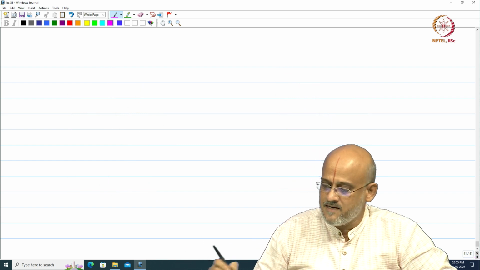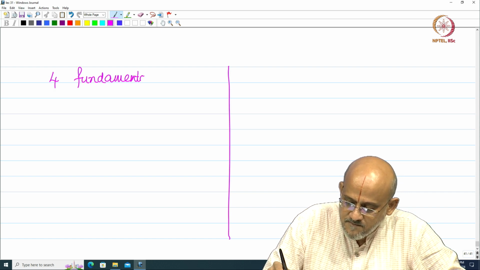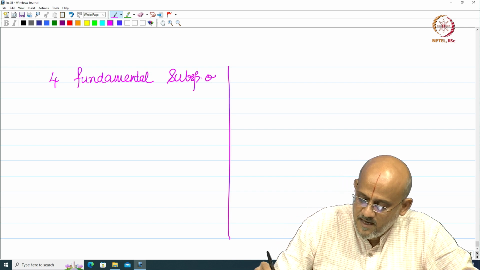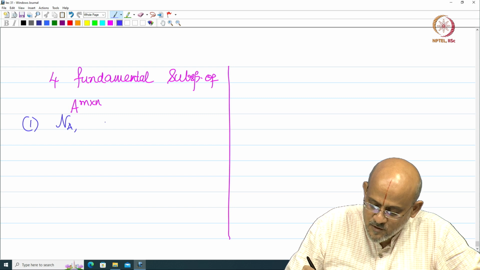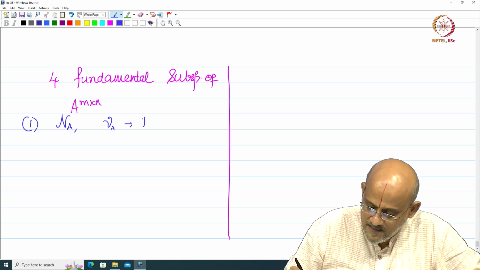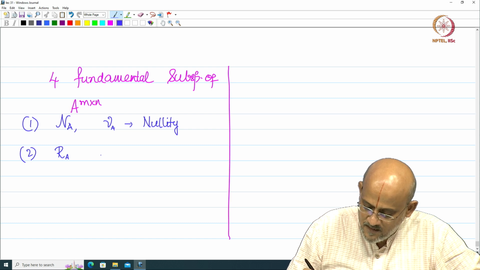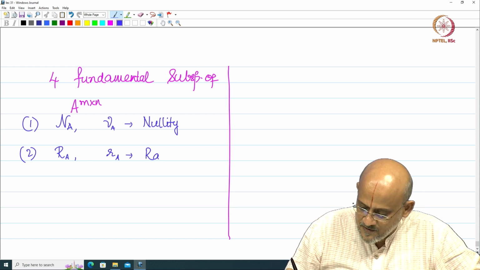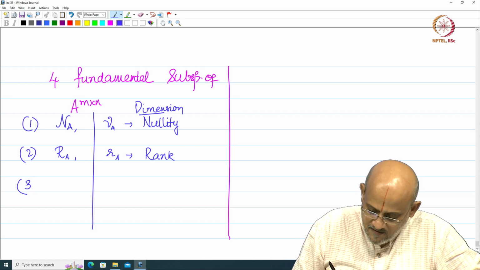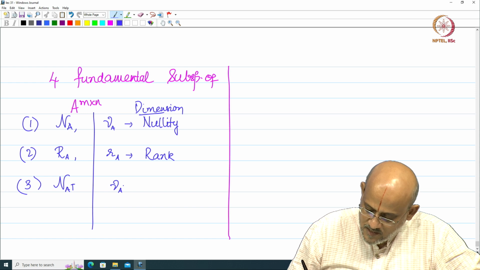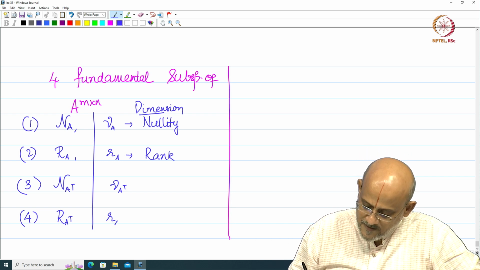So what did we cover in this module? We looked at the four fundamental subspaces of A, an m by n matrix. We have the null space of A, whose dimension is called the nullity, and we had the range of A, whose dimension is the rank of A. Then we had the null space of A transpose, associated with the nullity of A transpose. Then we have the range of A transpose, or the column space of A transpose, or the row space of A, whose dimension is also the rank.